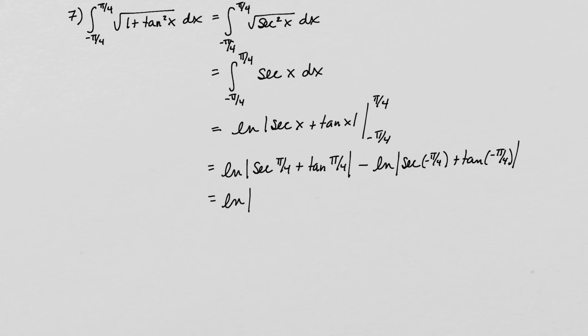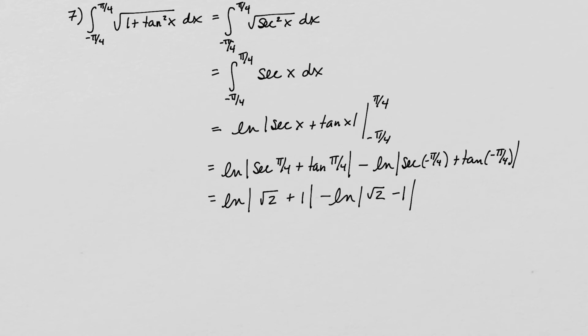So the secant of pi over 4 is root 2. The tangent of pi over 4 is 1. So natural log absolute value of root 2 plus 1, minus natural log absolute value. The secant of minus pi over 4 is also root 2, and the tangent of minus pi over 4 is minus 1. And so that's as far as you need to go. I know in the solutions I took it a little bit further, but you do not need to do that.